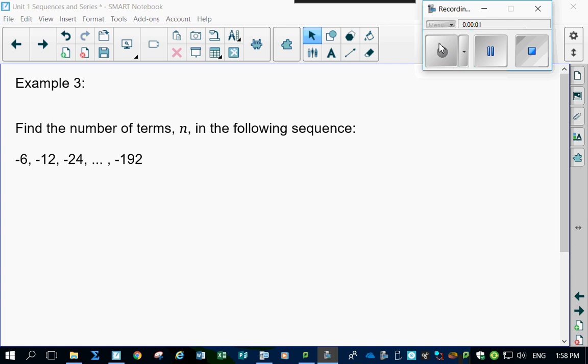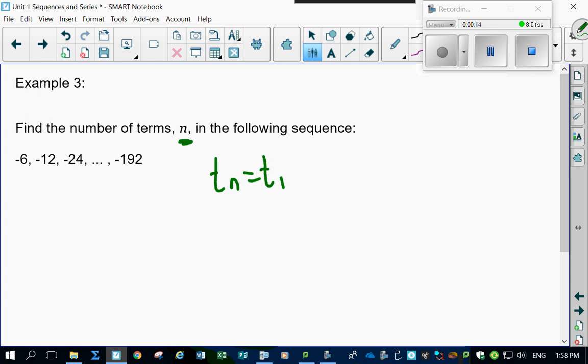So let's continue on with another example here of geometric sequences. If you look at this, it says find the number of terms n in the following sequence. Well, wait a second. First thing we should do all the time is write down the formula. That's the only formula we have for geometric at this point in time. Okay, so let's look at this thing.